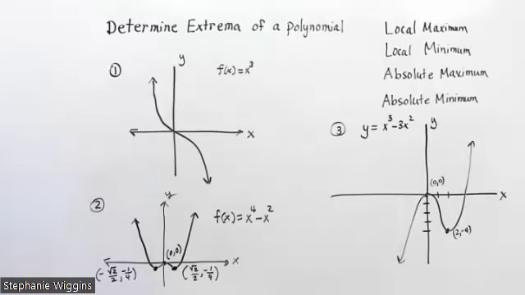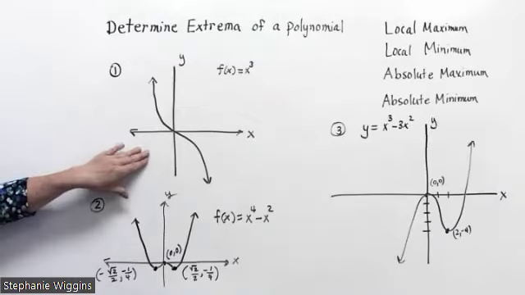Determine extrema of a polynomial. So what is an extrema? It's just a fancy word for extreme values. So there are four possibilities. You can either have a local maximum, a local minimum, or absolute maximum, absolute minimum. And it's possible not to have any of those.